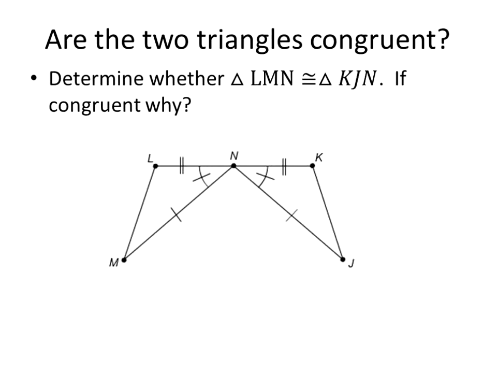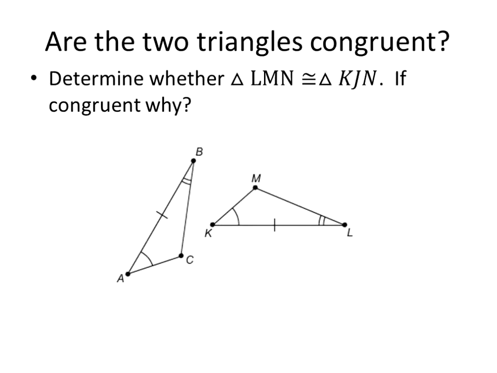How about this one? This one has a side that's the same. The next thing, as I go around the triangle, I see an angle that's the same, and then I see a side that's the same. And based on our postulates before, those two would be congruent because we have a side, then an included angle, and a side that are congruent. And so those two triangles are congruent because it's side, angle, side.